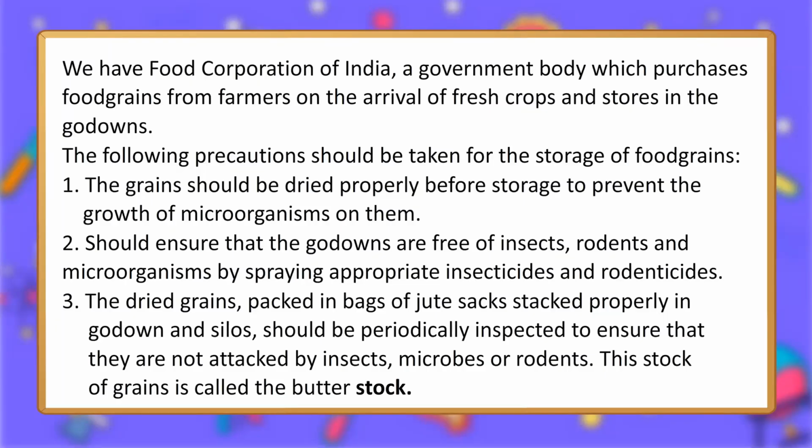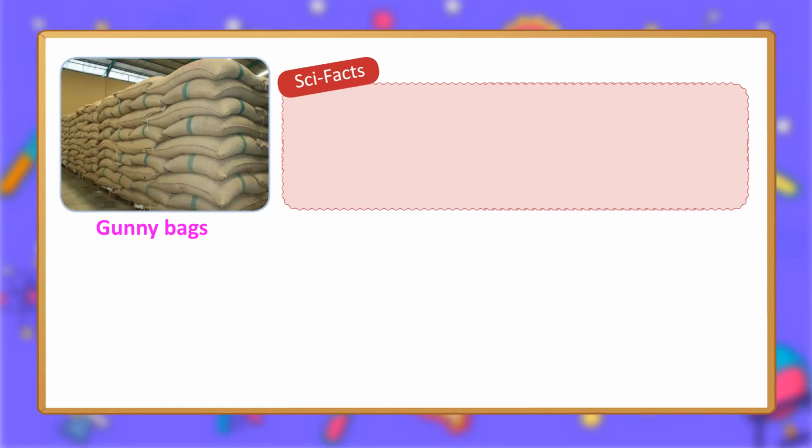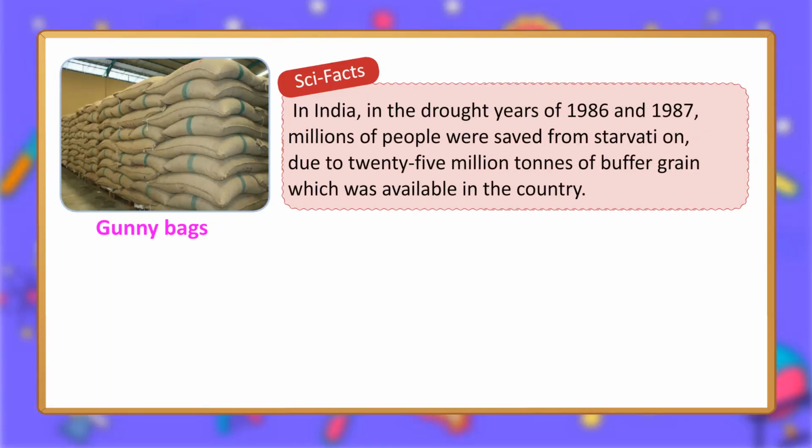3. The dried grains, packed in bags of jute sacks stacked properly in godown and silos, should be periodically inspected to ensure that they are not attacked by insects, microbes or rodents. This stock of grains is called the buffer stock. Gunny bags. Sci facts. In India, in the drought years of 1986 and 1987, millions of people were saved from starvation due to 25 million tons of buffer grain which was available in the country.